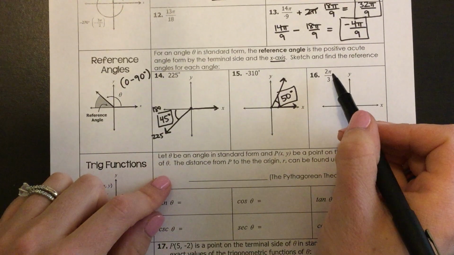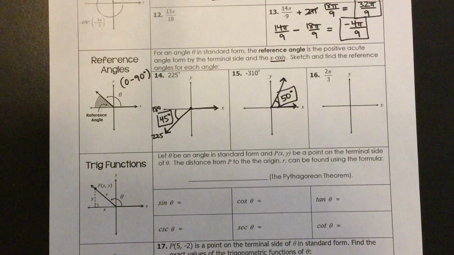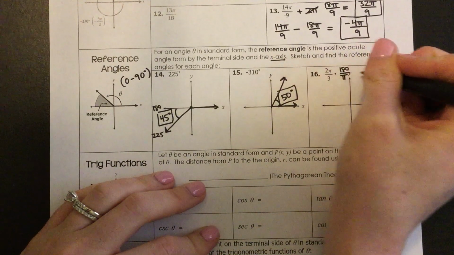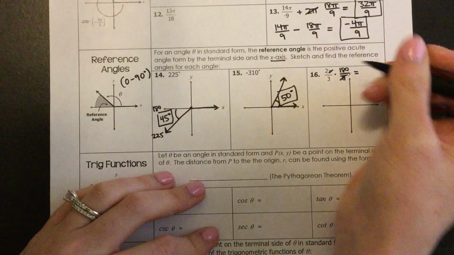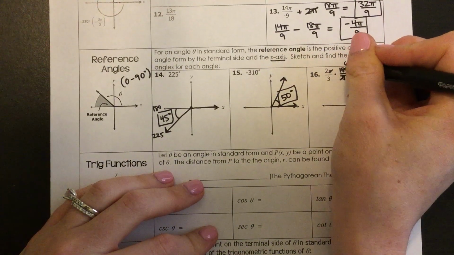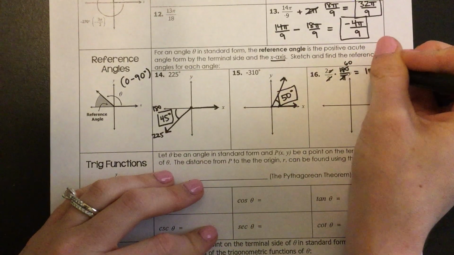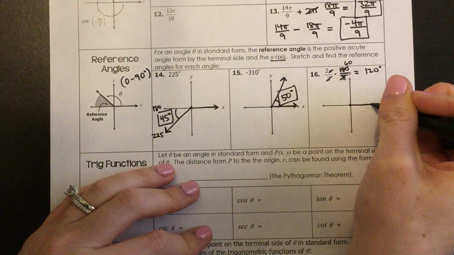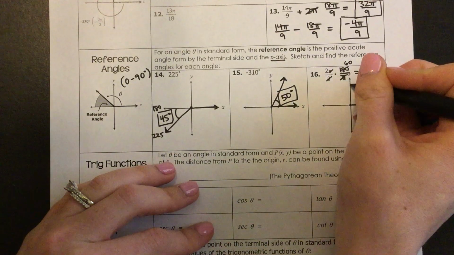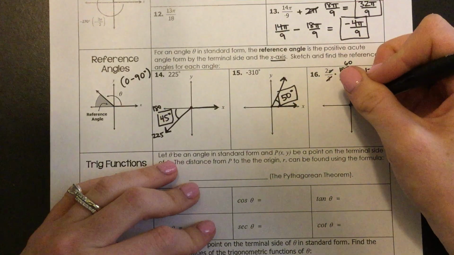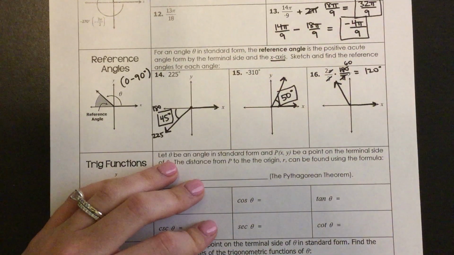2 pi over 3. I want to turn that into degrees first, so I multiply by 180 over pi. The pi's cancel. 180 over 3 reduces down to 60, so this is the same as 120 degrees. Let's sketch it out first. Origin, axis, 90, 120, 180. So that would be our 120 right here.